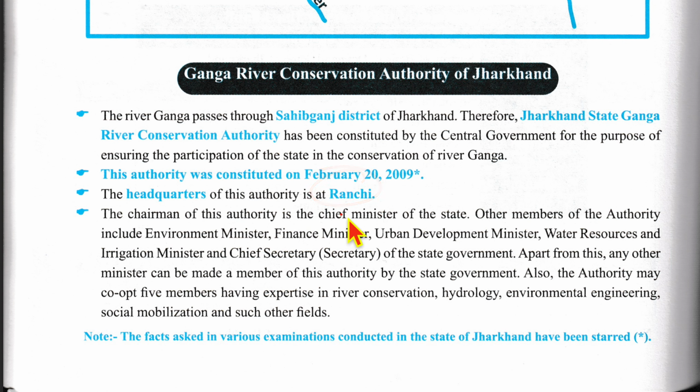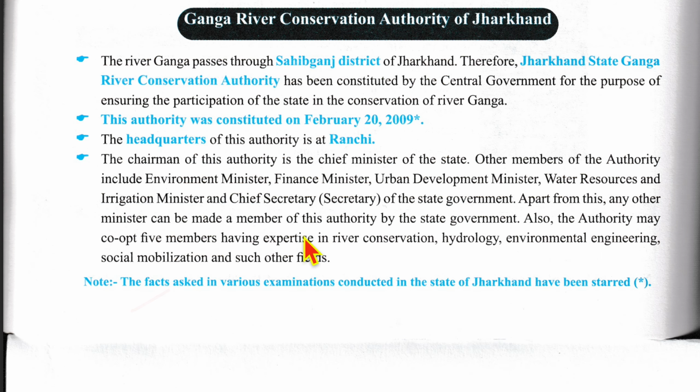The chairman of this authority is the chief minister of the state. Other members of the authority include Environment Minister, Finance Minister, Urban Development Minister, Water Resource and Irrigation Minister, and Chief Secretary of the state government. Apart from this, any other minister can be made member of this authority by the state government. Also, the authority may co-opt 5 members having expertise in river conservation, hydrology, environmental engineering, social mobilization, and other such fields.